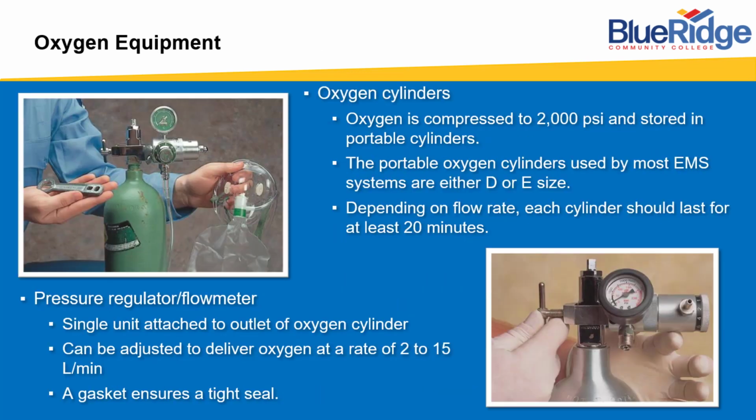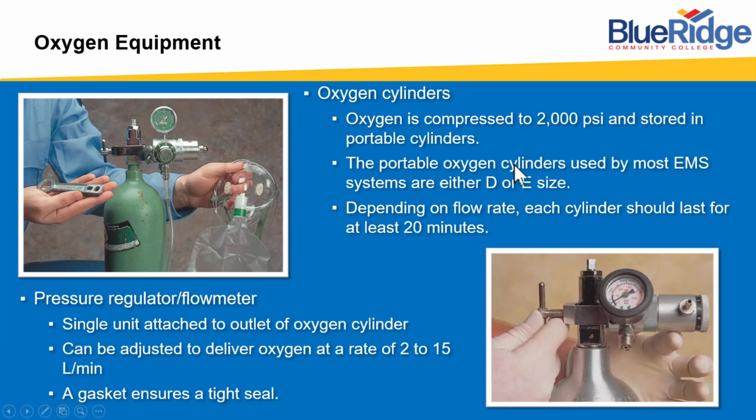So let's take a look at oxygen equipment. Oxygen cylinders are compressed oxygen up to 2,000 psi, and they're stored in portable cylinders of various sizes. The most common sizes that you'll see in the EMS system are D and E cylinders. There are also M cylinders that have their own sizing category as well.